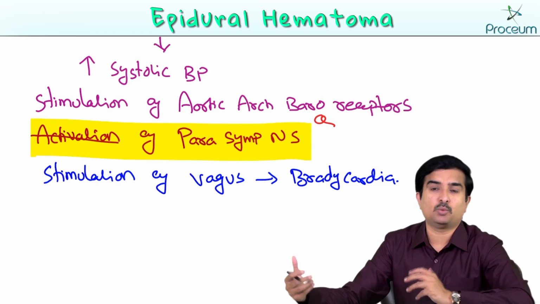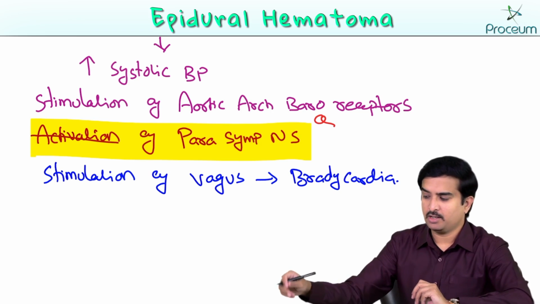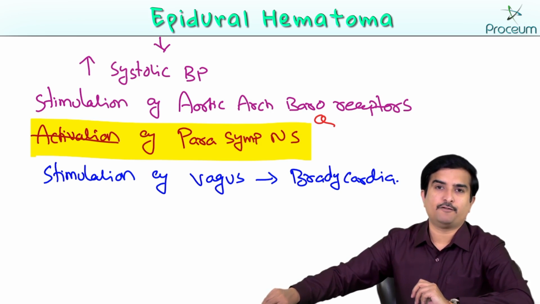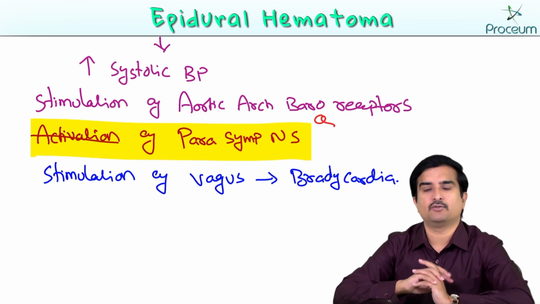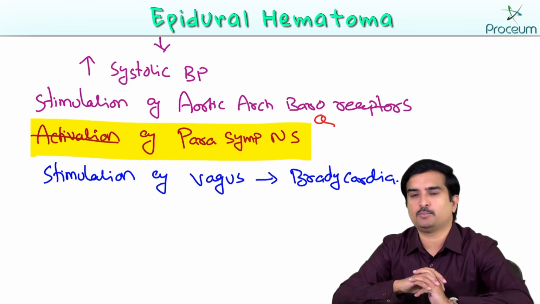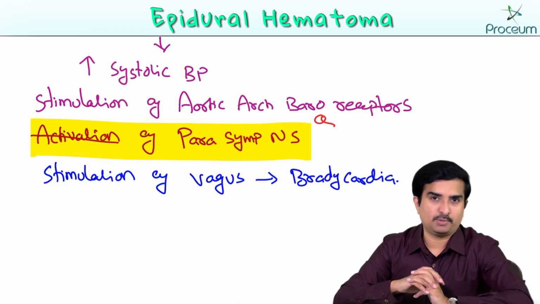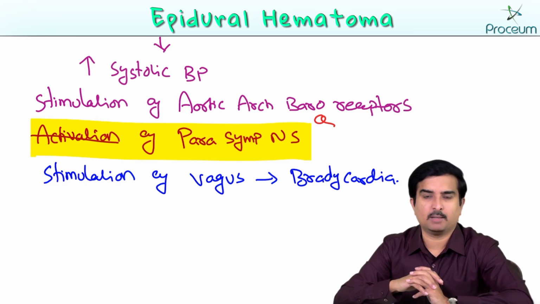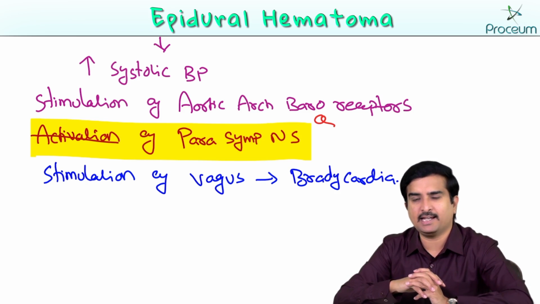Now, we should also know why there is irregular breathing. If you remember the physiology of respiration, that is regulation of the respiratory rate, you might have studied about the respiratory centers which are present in the pons as well as in the medulla oblongata, right?